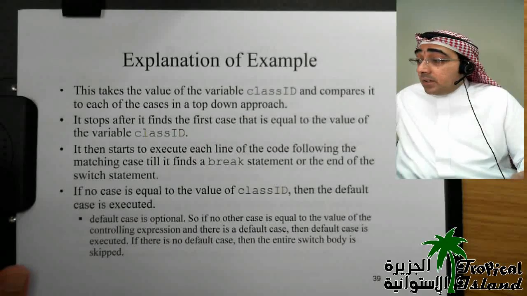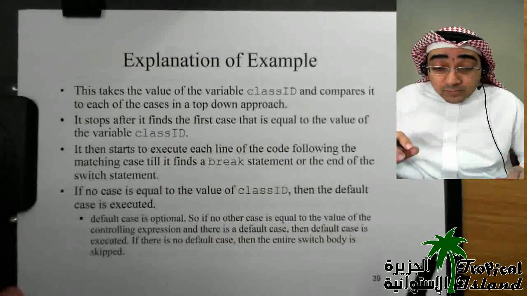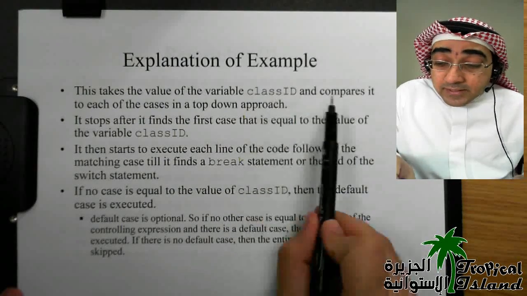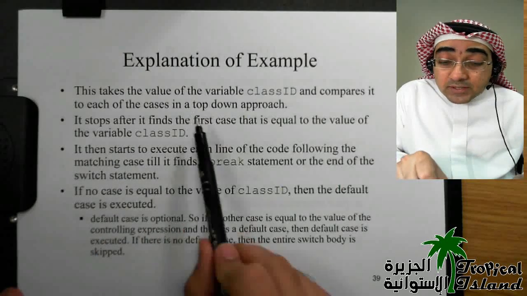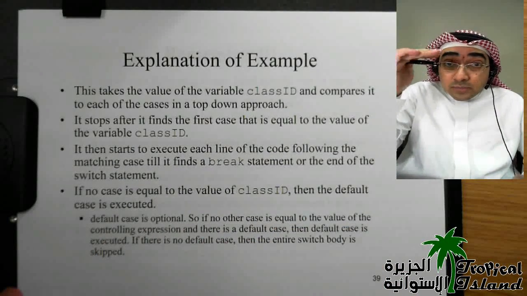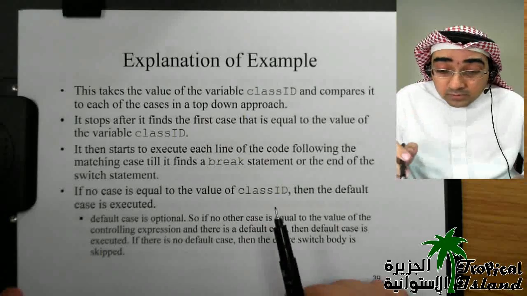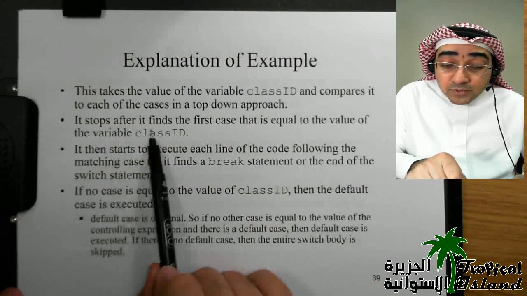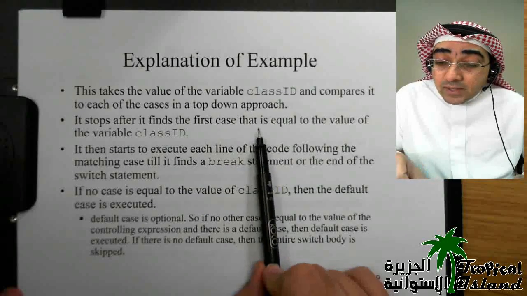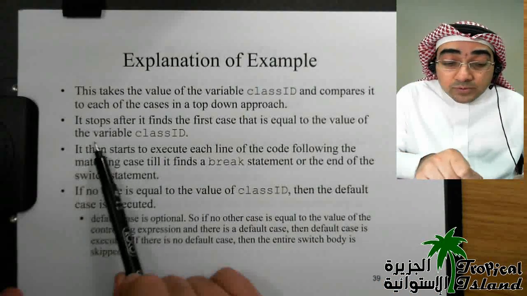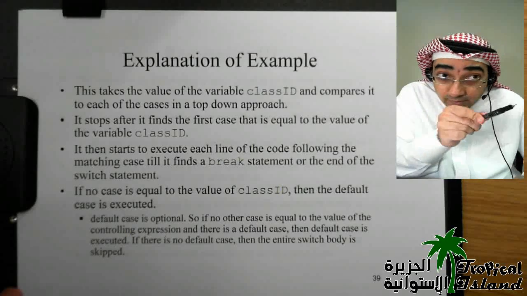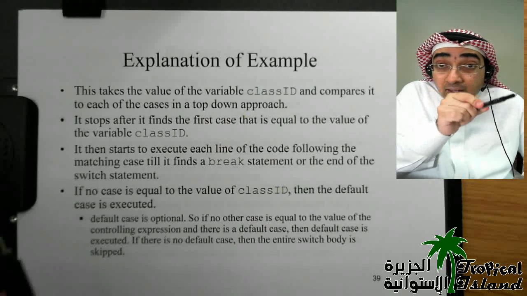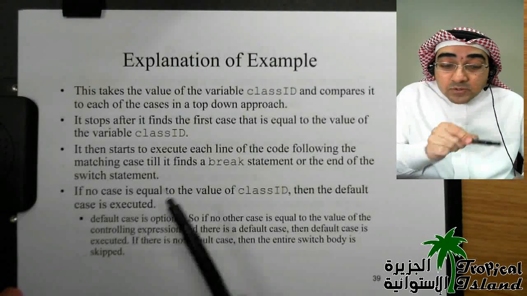So this is the example of a switch statement, okay? You take the value of the class ID and compare it to each case in a top-down approach. You start from the case at the top and compare it. It stops after it finds the first case equal to the value of the class ID. So it looks for that case ID and actually looks for the value inside the switch statement.